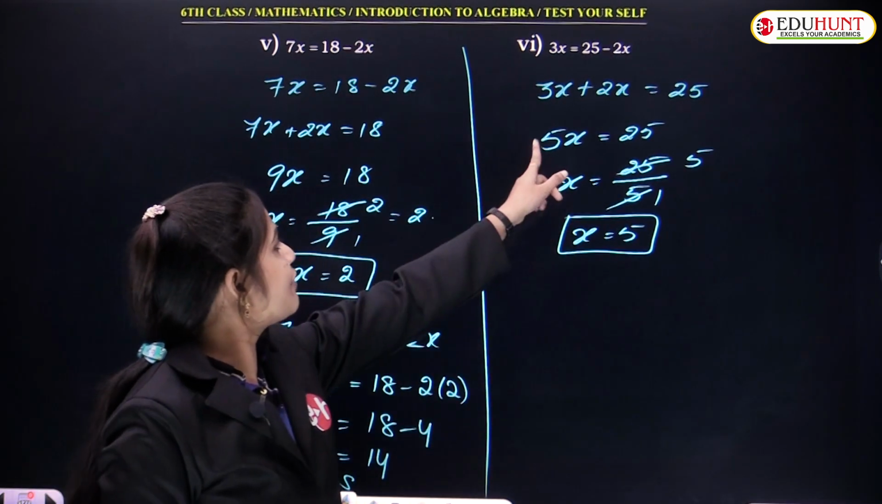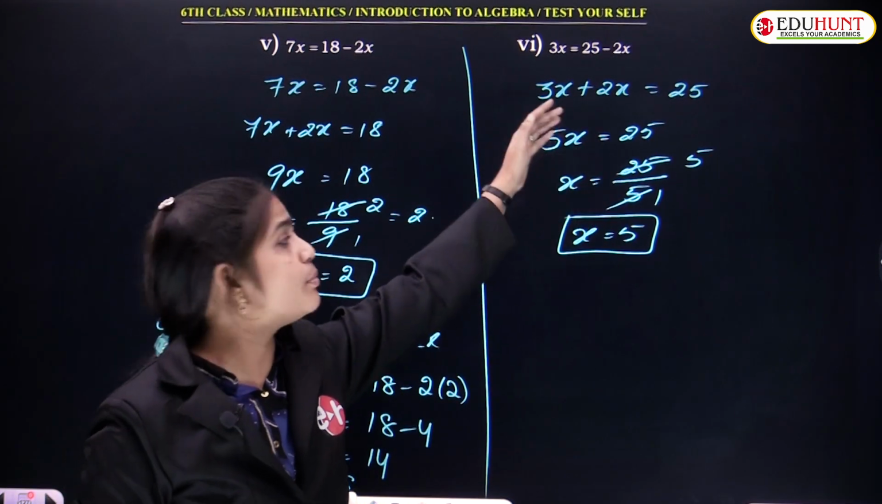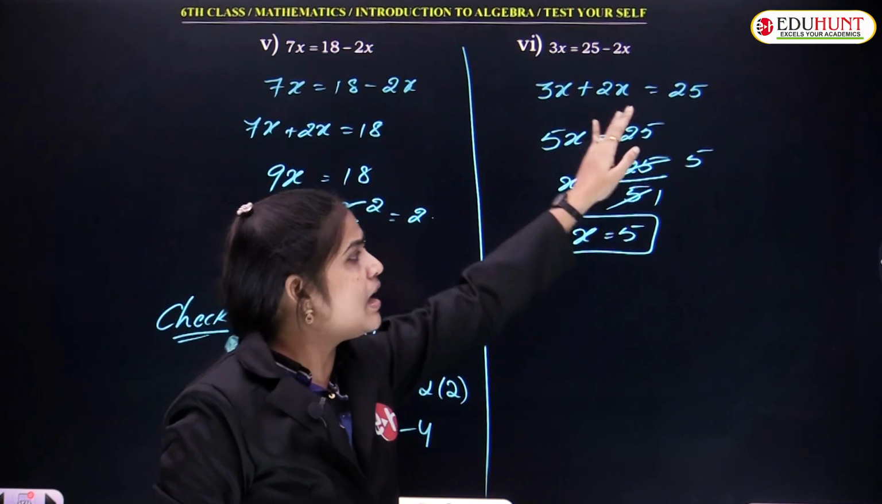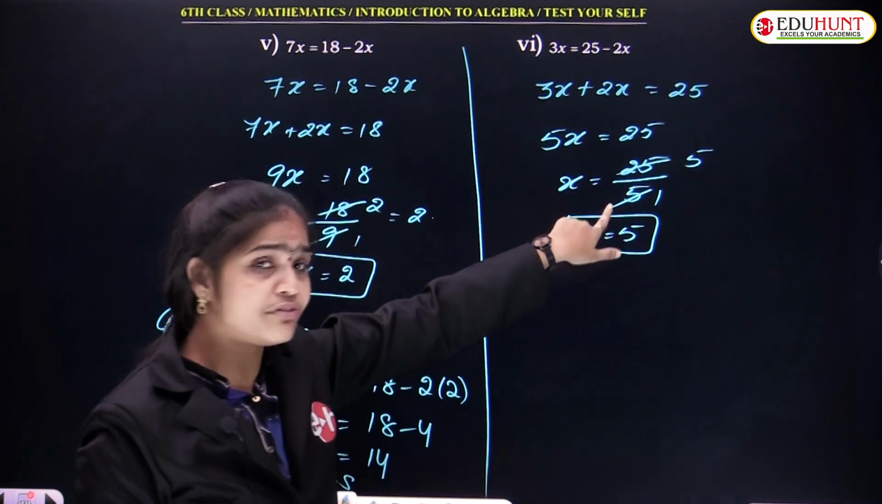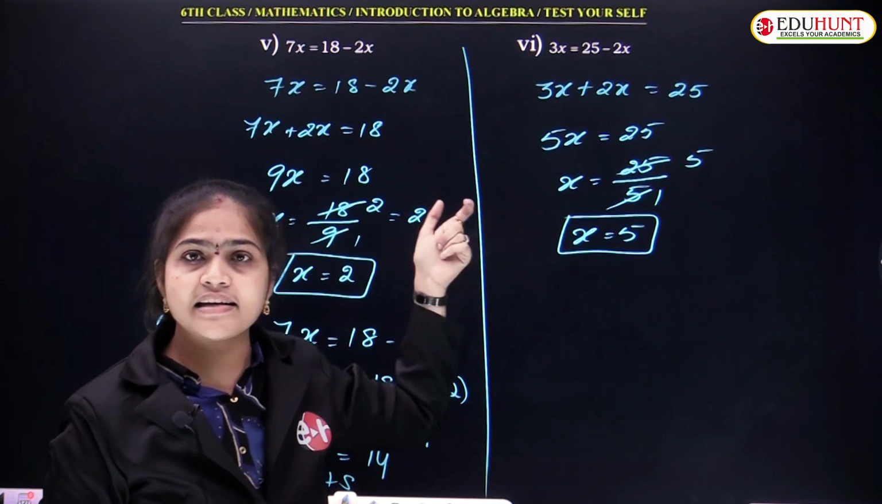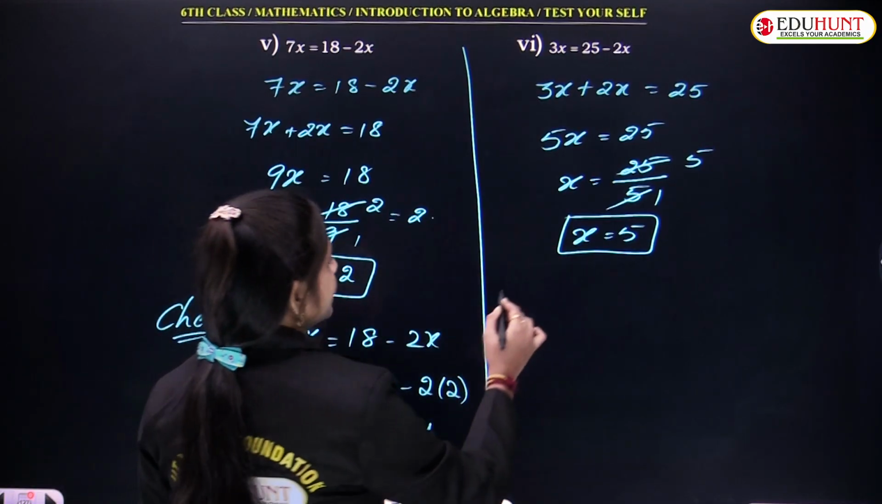Clear? Why? Because here 5 and x are both in multiplication, no? So multiplication becomes division. After that, just cancel 25 by 5. Then we will get the resultant as 5. Okay. Now the checking process.